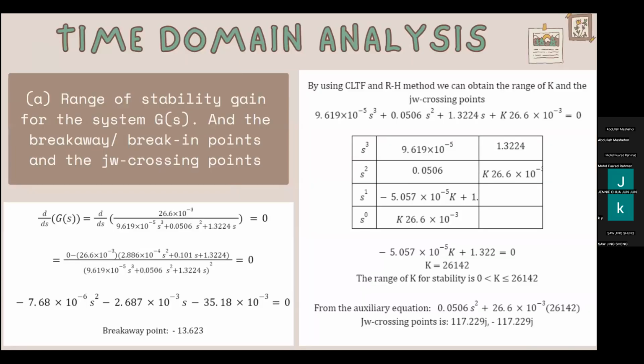First, we do the mathematical part, where we analyze the system in the time domain. If we want to get the breakaway point, we use the differential equation and the characteristic equation. Next we obtain the range of stability of K by using the closed loop transfer function and the RH method. Then we obtain the range of K and the jω crossing points.